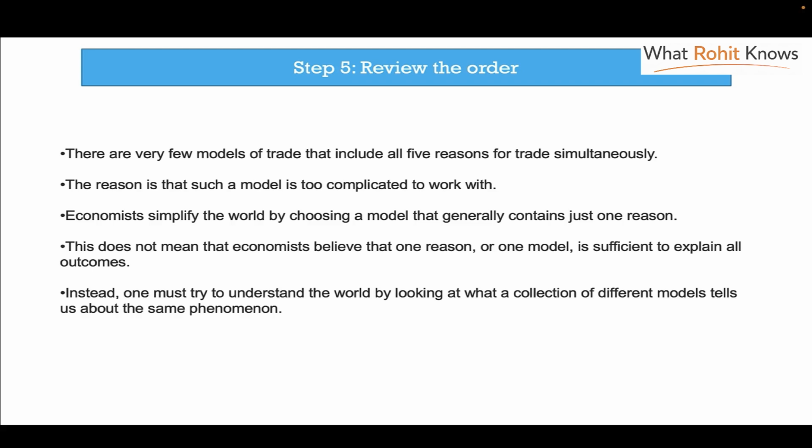And after that, it tells again why a model with fewer reasons is required, because economists use that to simplify the world. And if you see, this does not mean. Now, what does this refer to? This refers to the action by economists to simplify the world by choosing a model. But that action does not mean that they believe that only one model is sufficient or enough. So now if you review the order, you will be able to find a link between every paragraph and the one after it, and every paragraph and the one before it. And when you read from top to bottom, it will make complete sense to you. So that's how you should review the order.